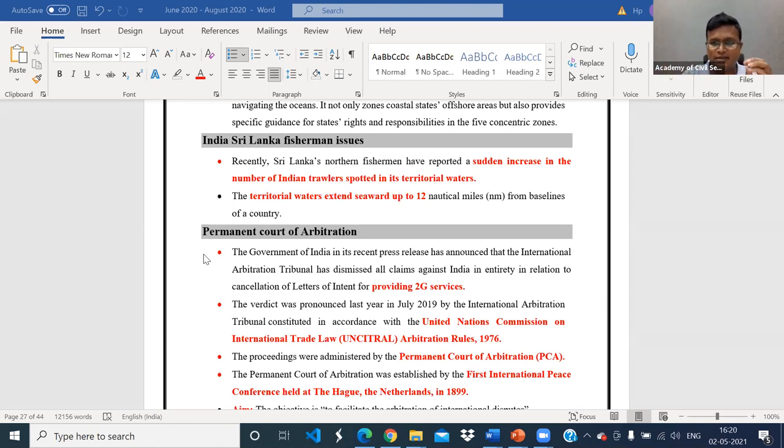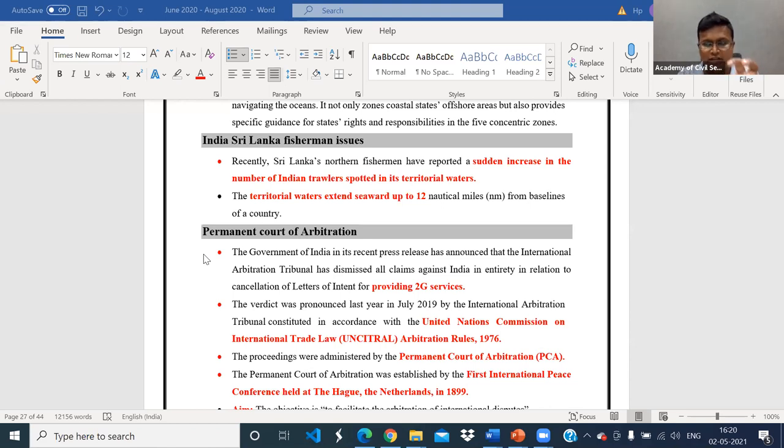Recently, this International Arbitration Tribunal has given a judgment in favor of India. That is, whatever India did is not a violation of the law. That is why this Permanent Court of Arbitration is the most valuable international court of arbitration.